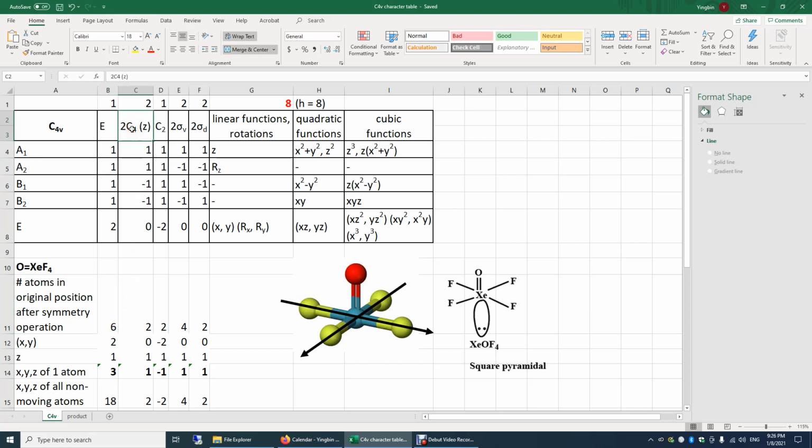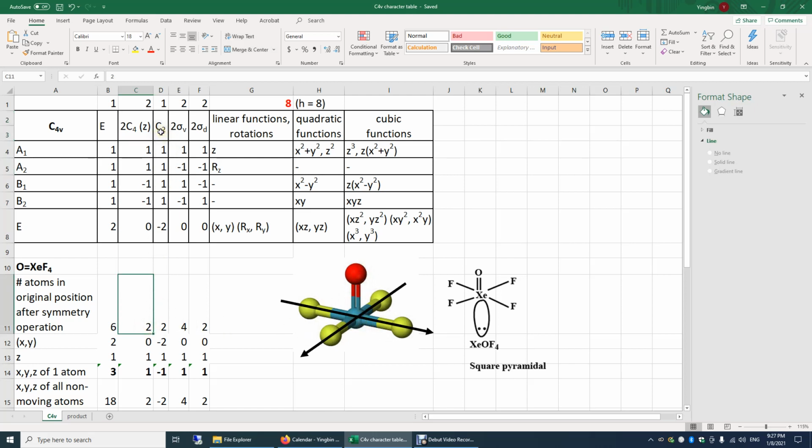Now let's look at this operation. So we have 2 C4 operations. We have C4-1 and C4-3. C4-1 means we rotate the molecule about the C4 principal axis 90 degrees. C4-3 means we rotate the molecule 90 degrees 3 times. So that's actually 270 degrees. But no matter whether you rotate the molecule 90 degrees or 270 degrees, only 2 atoms remain in their original position. So you put a 2 here.